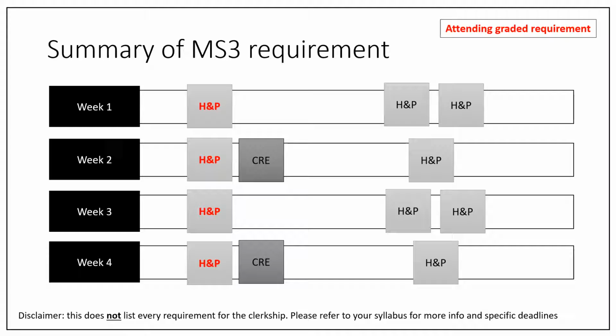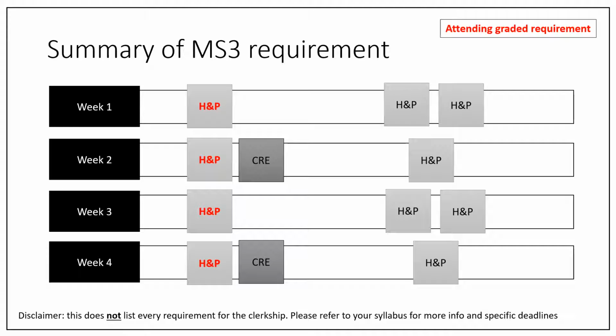So this is a summary of what I said on the previous slide, and if you're a visual learner like me, this will make a little bit more sense. So you'll notice again, there are a total of 10 H&Ps that are due over the course of 4 weeks. Now, 4 of these 10 must be graded by an attending, so those are denoted in the red font. With regards to the CRE, in this hypothetical example, the student chose to complete them during weeks 2 and 4.